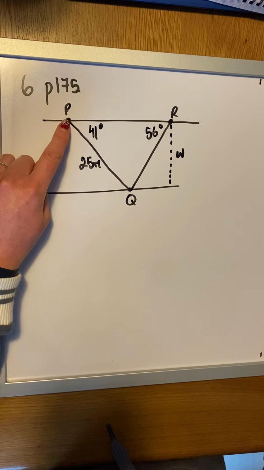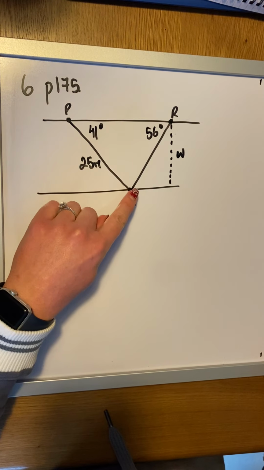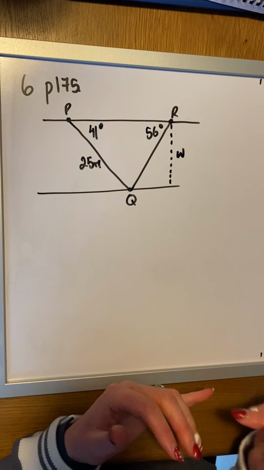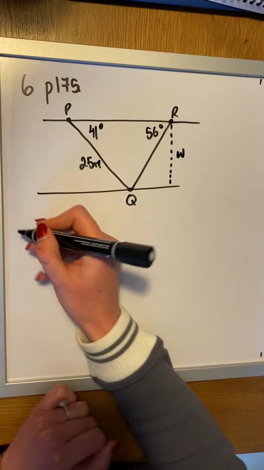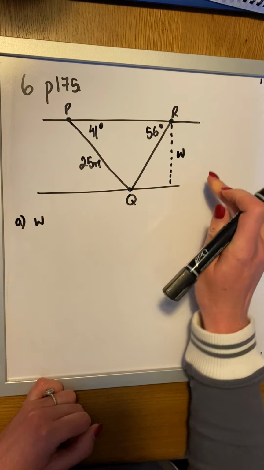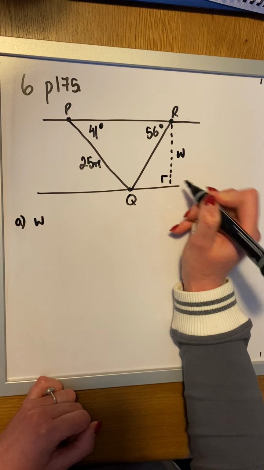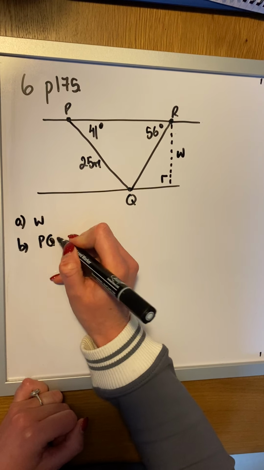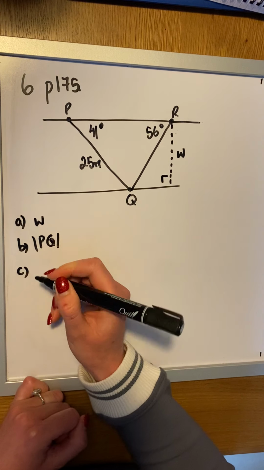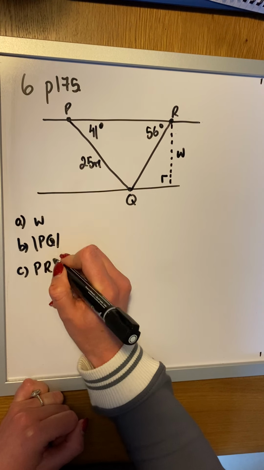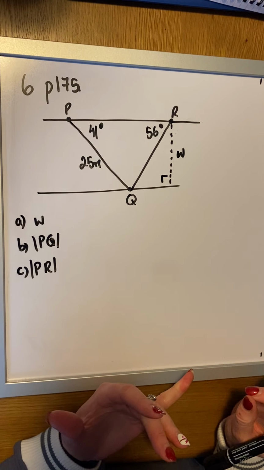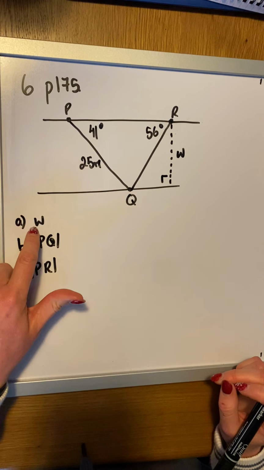So this woman starts swimming from P to Q at an angle of 41 degrees, and she returns along the line Q to R. There are 3 things that we're being asked to find. First of all, the width of the river, W, given that this here is a right angle. We are also being asked to find the distance from P to Q and the distance from P to R. All right, first thing we need to do is determine the width of the river.